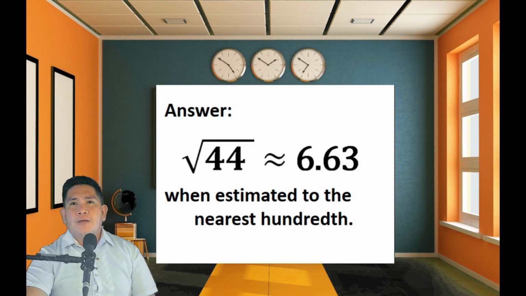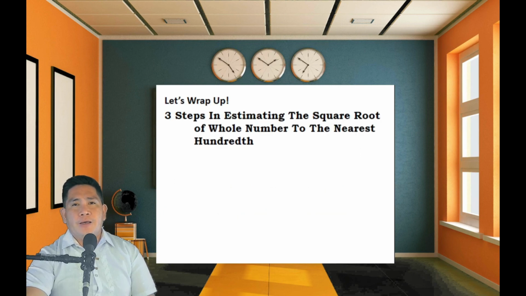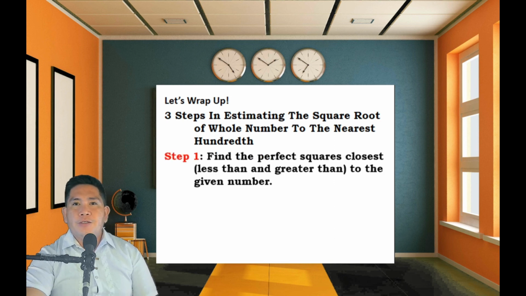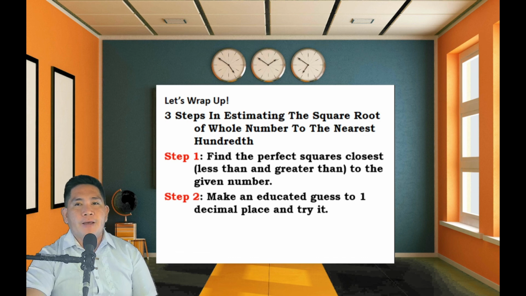Now let us have a summary of our lesson for today. And let us always remember the 3 steps in estimating the square root of a whole number to the nearest hundredth. Step 1. You need to find the perfect squares closest, less than, and greater than the given number. Step 2. Make an educated guess to one decimal place and try it. And step 3. Decide which is closer.